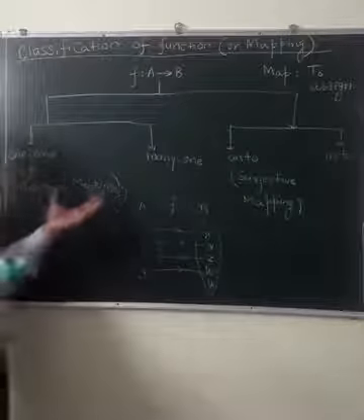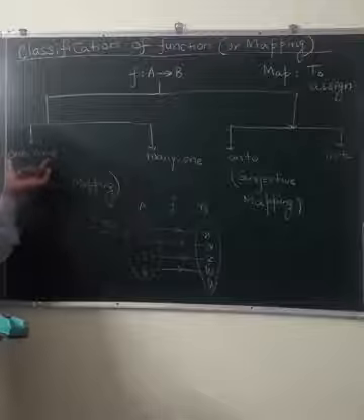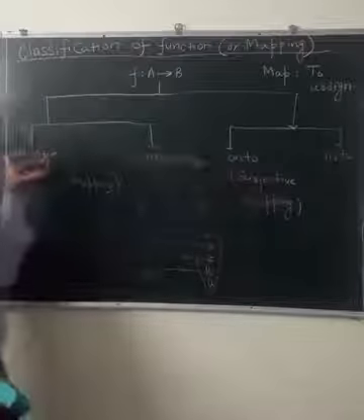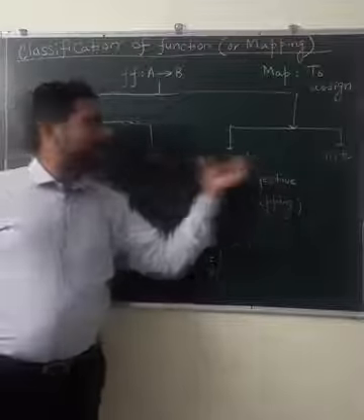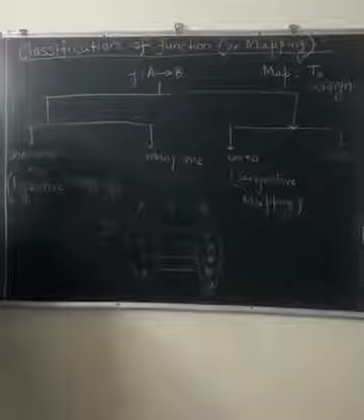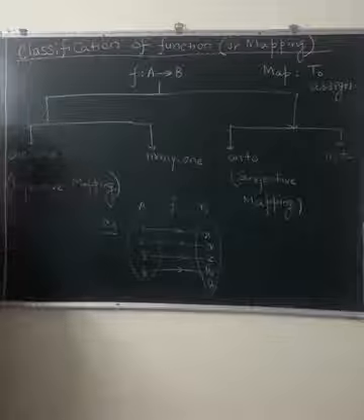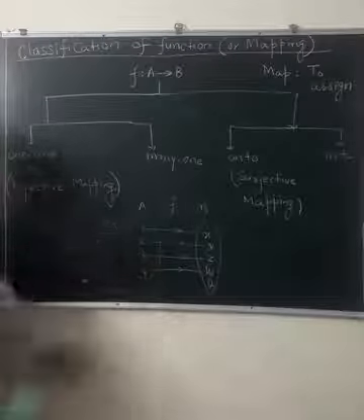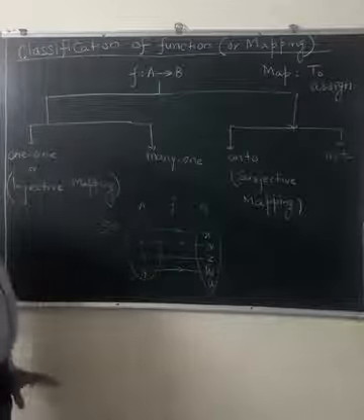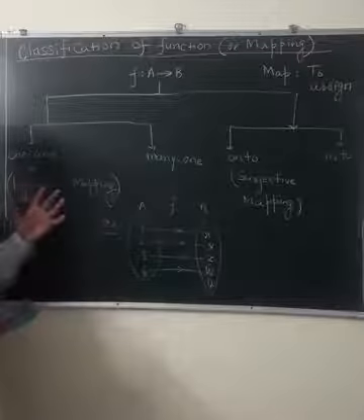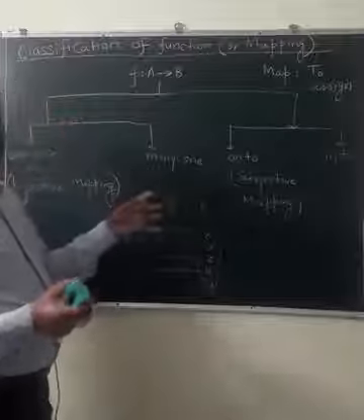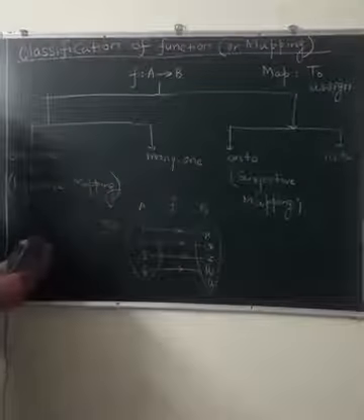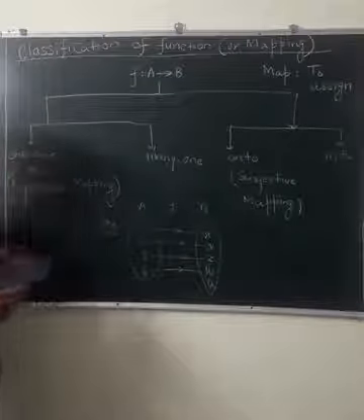Okay? So hence any function can be of four different types: one-one and onto, one-one and into, many-one and onto, and many-one and into. Any function can be of these four types. First I will take a brief idea about these types, and then today I will discuss the one-one function in detail.